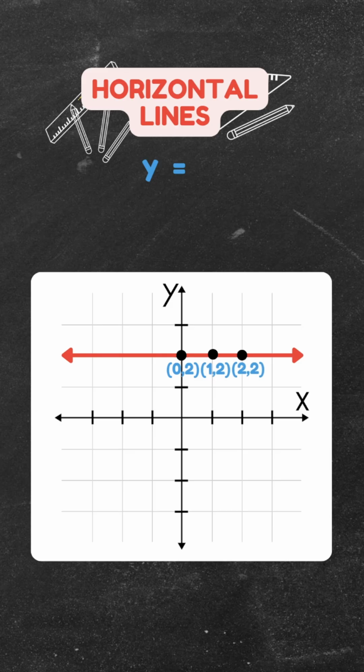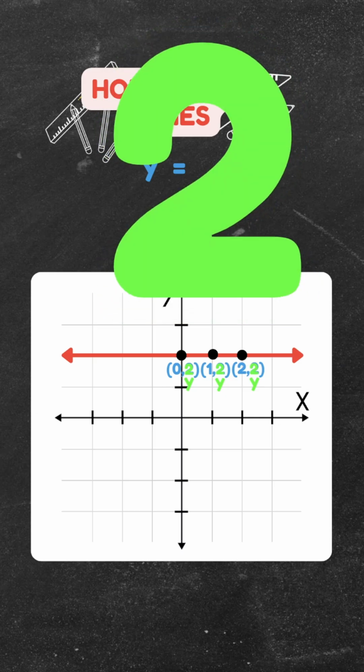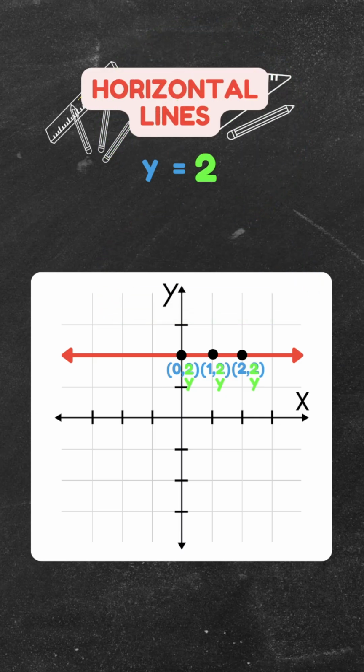So what do you notice about all the y values? Good, they're all the same. So our equation is going to be y equals 2 because all our y values are 2. x could be anything, but all we care about is the y value. A horizontal line is always going to be y equals a number. So the equation for this line is y equals 2.